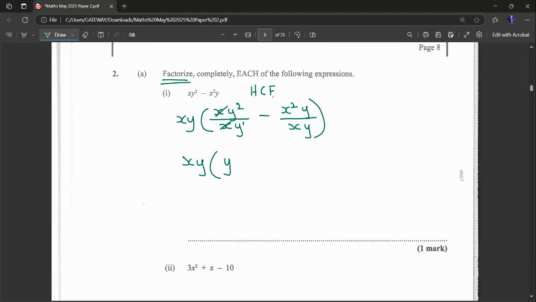Same thing. Put my minus sign. I have a y on top and a y at the bottom, so it cancels off there. x squared divided by x will just be x via laws of indices. Right? So I have xy times (y minus x).